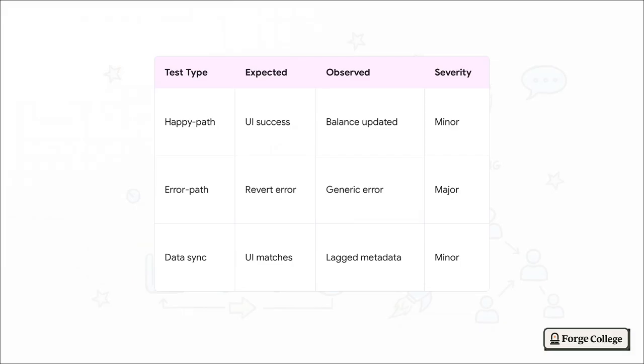We categorize them in a verification matrix. This is where we get a good laugh at that classic generic error 500 that makes your users panic and think their money vanished into the void. You list the test, the expectation, the reality, and assign a severity level. This matrix is the entire backbone of your integration report.